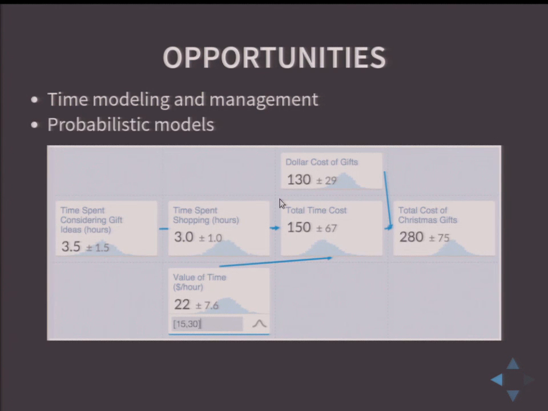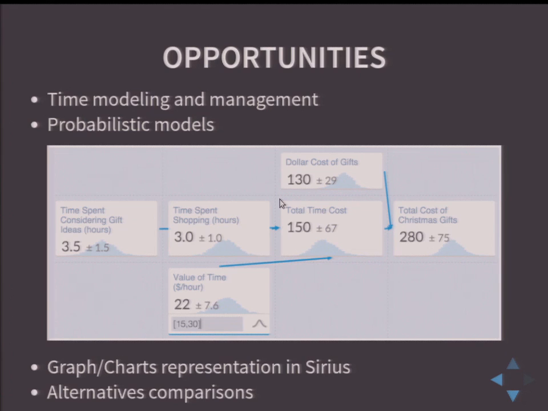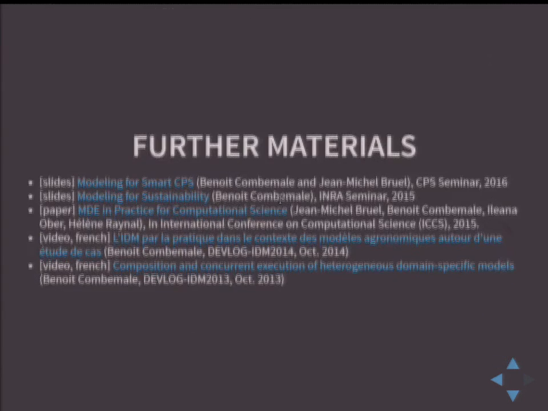Another one is to use probabilistic models. Right now we're using the data from the last year to represent the weather. It's of course quite false. I mean, we would really like to have some kind of uncertainty on these values. And of course, you'd need graphs, charts, and representations in Sirius, which is something Sirius has been designed for. You can extend it to add those, but it's just not done yet. And as I said, you could use EMF Compare for alternative comparison.